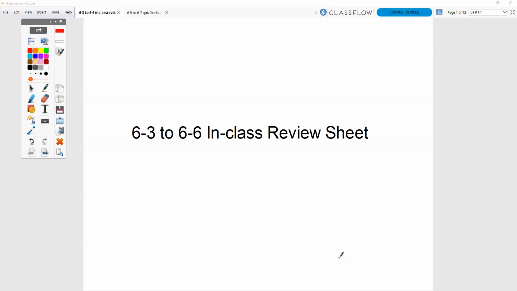This is the lesson for Math 8, 6-3 to 6-6. This is our in-class review. You have to know how to do reflections, rotations, translations, and dilations in order to do 6-7. In 6-7, we're going to be doing combinations where we do two things. But if you don't know how to do the one thing, you're not going to know how to do 6-7. So it's very important that we know how to do this. That's why we're spending another day practicing these skills.